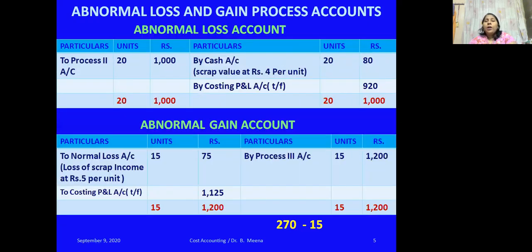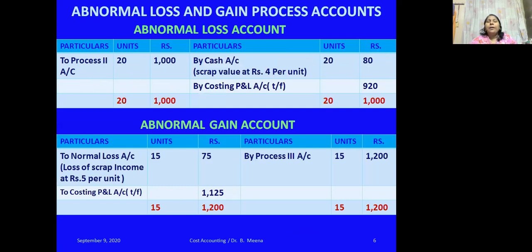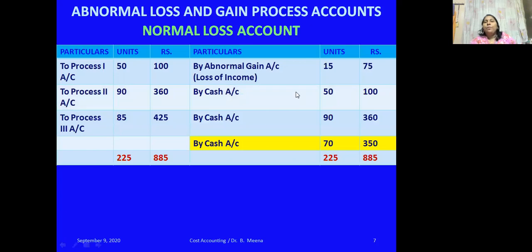When I'm opening a normal loss account, that must be debited in the respective process names with the values and units. Then, where the normal loss comes again, just now we prepared the abnormal gain, where we debited the normal loss. So here it is debited. When you are bringing it under the normal loss account, it should be credited under what account? By abnormal gain account. Then how to end this ledger?